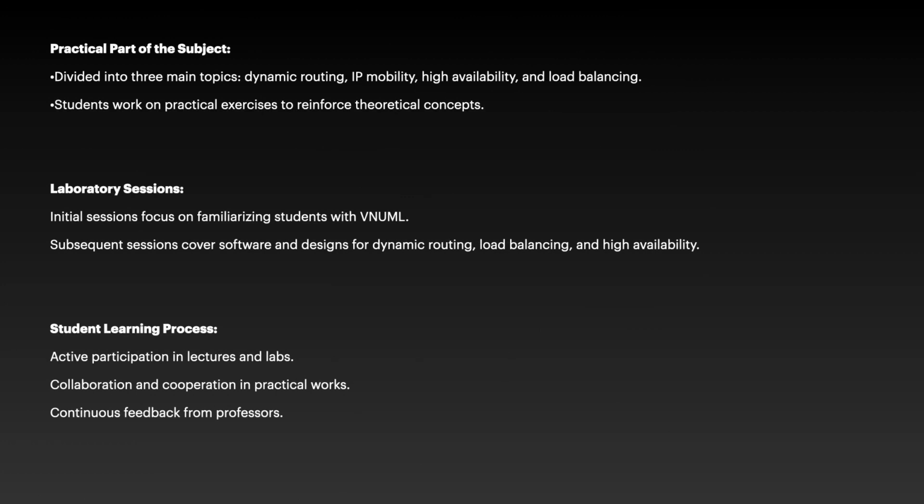The practical part of the subject is divided into three main topics such as dynamic routing, IP mobility, and high availability and load balancing. Students work on practical exercises to reinforce theoretical concepts, and then laboratory sessions, like initial sessions, focus on familiarizing students with VNUML. Subsequent sessions cover software and designs for dynamic routing, load balancing, and high availability. Student learning process: active participation in lecture labs, collaboration, cooperation, practical works, continuous feedback from professors.